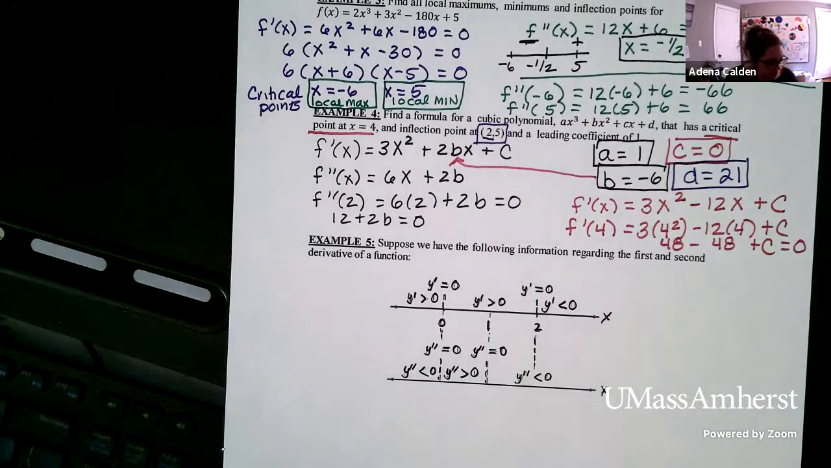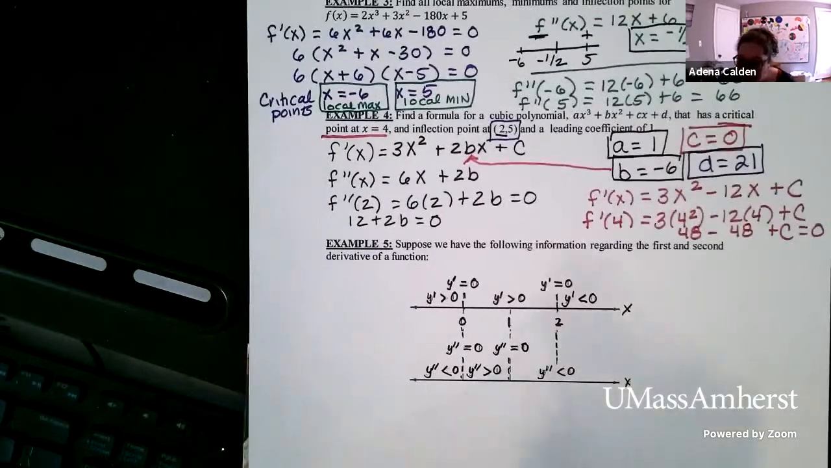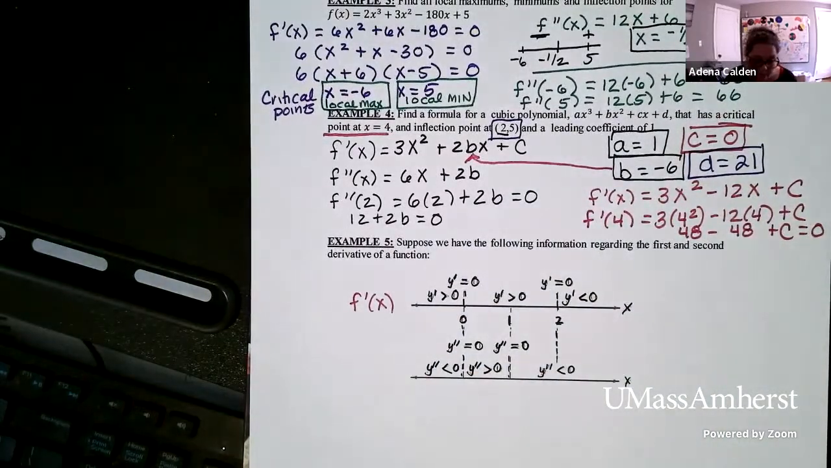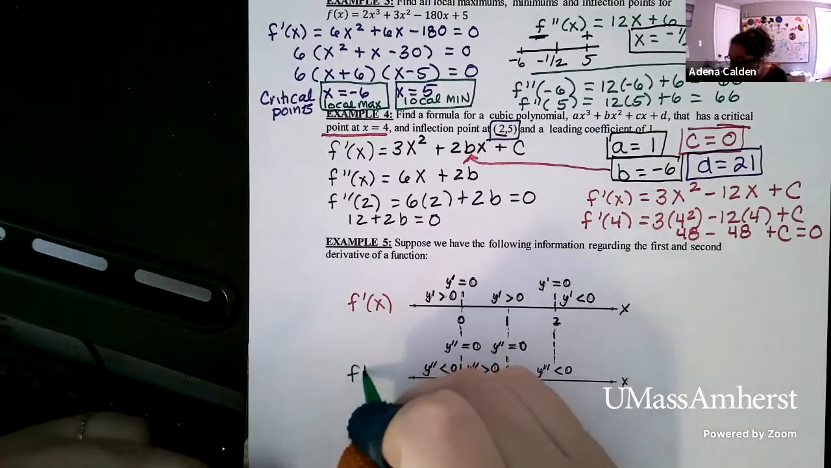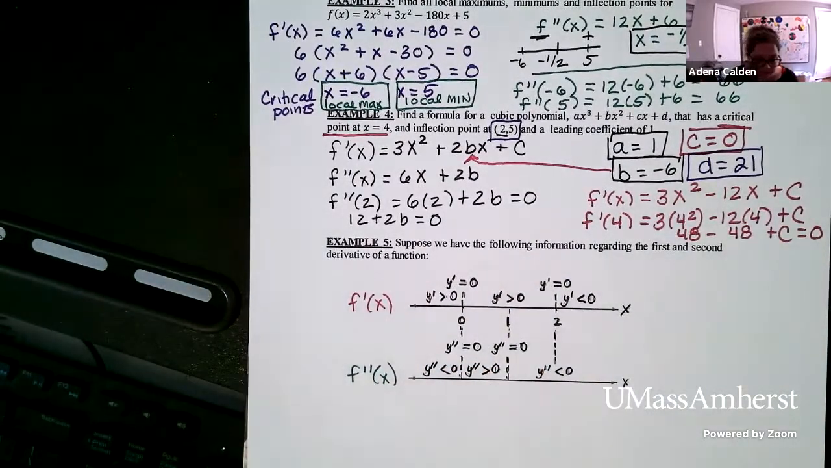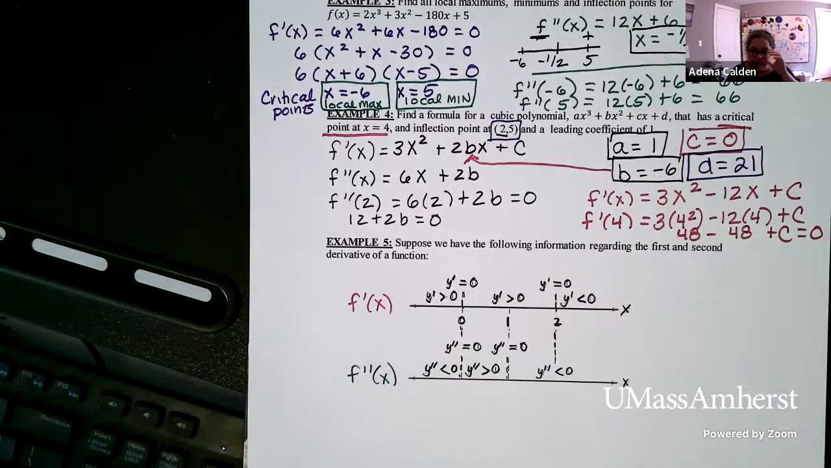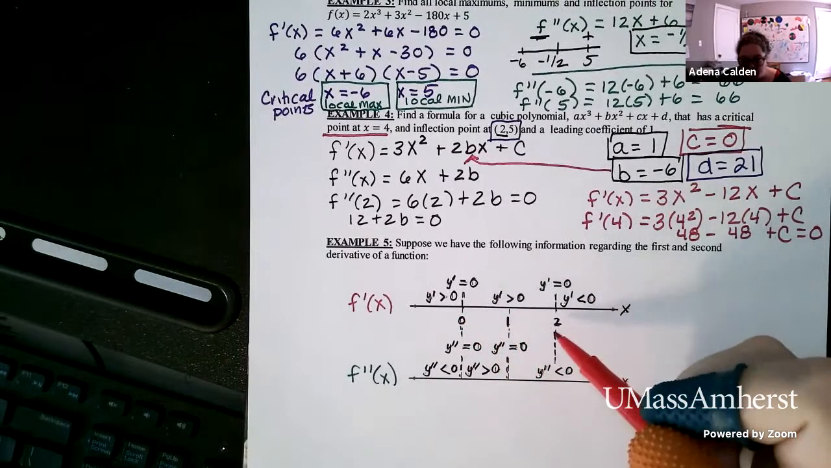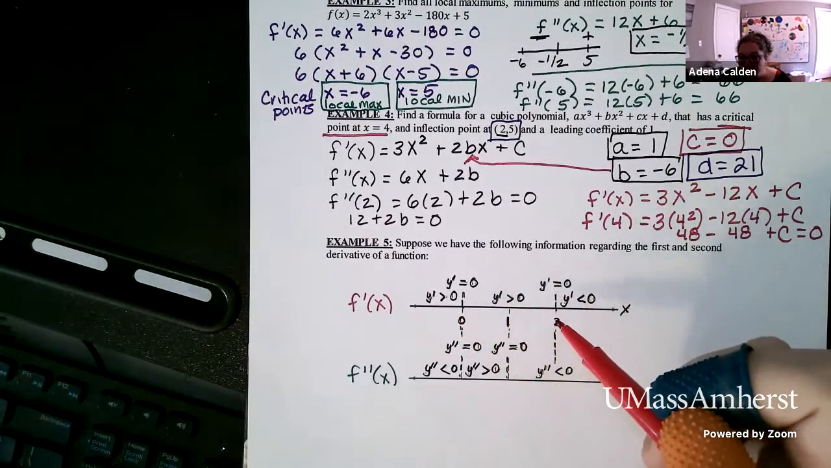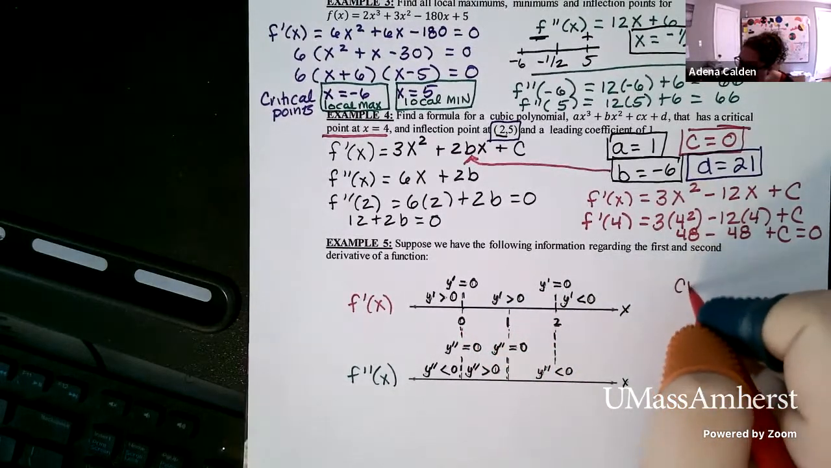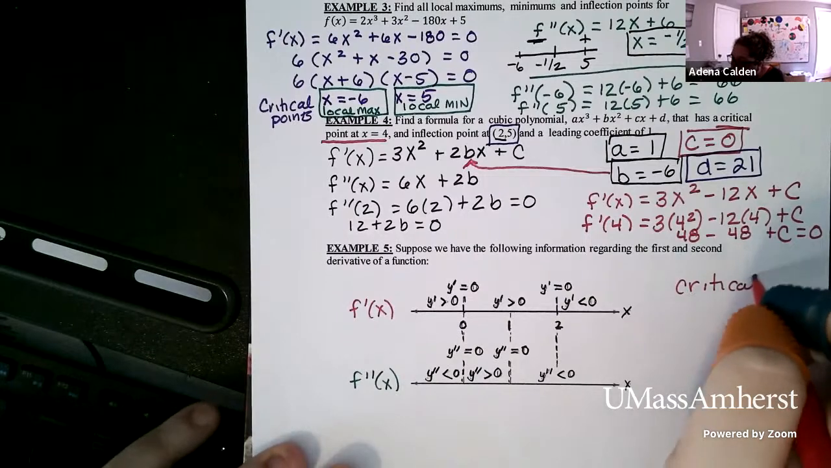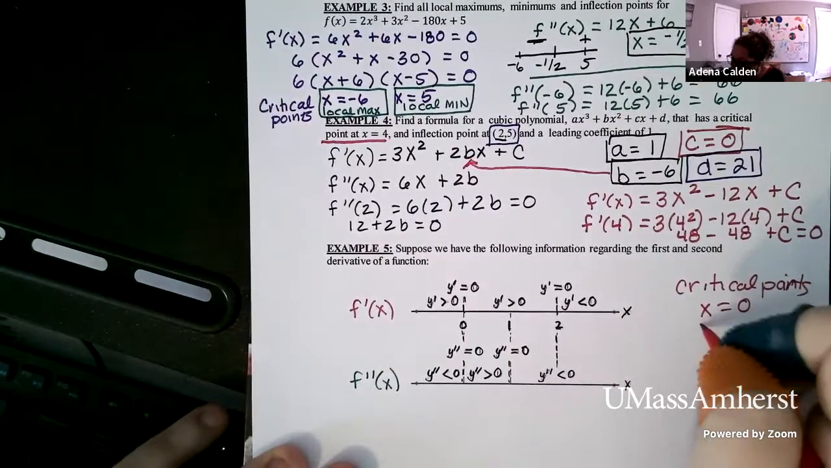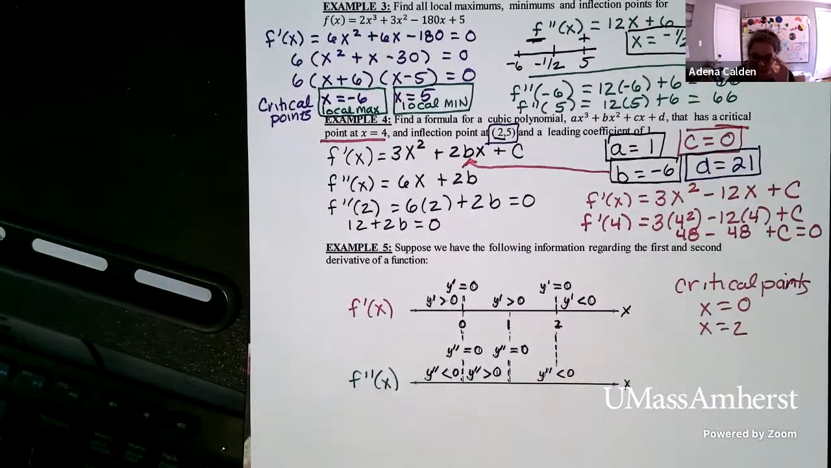So as a reminder about notation, when we talk about y prime, that's the same thing as f prime of x. And when we talk about y double prime, that's the same thing as f double prime of x, right? Those mean the same thing. What we see here is where the first derivative equals 0, so at 0 and 2. That means at 0 and 2 we have critical points. That's the first piece of information we have: critical points at x equals 0 and x equals 2. That's where the first derivative equals 0.